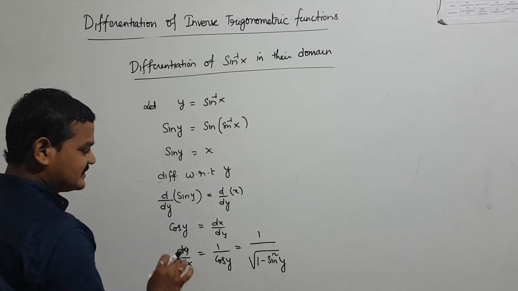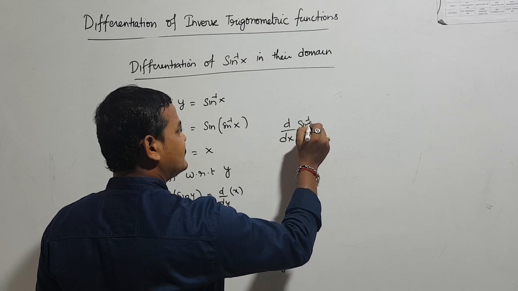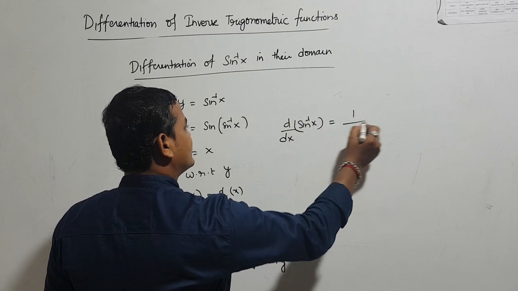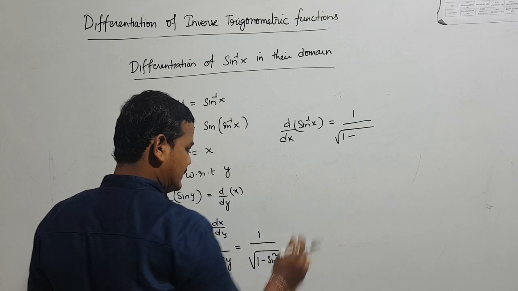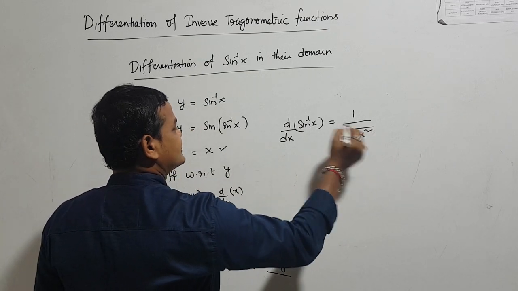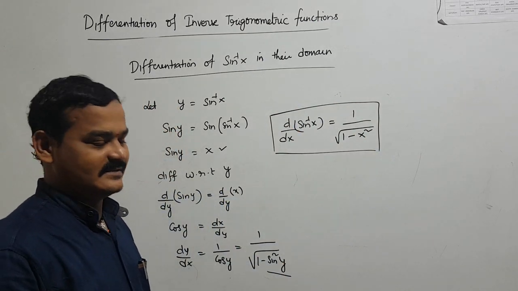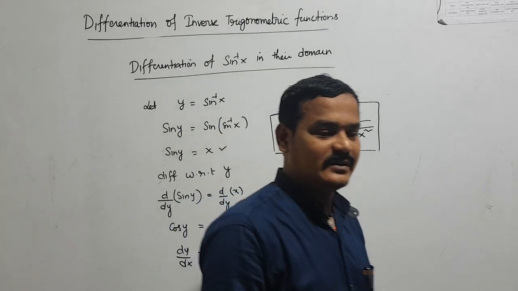Now substitute in place of y. That means d by dx of y, which is sin inverse of x, is equal to 1 by root over 1 minus sin y, which is equal to x, that is x square. This is the way you get the derivative of sin inverse x. What you did, just observe carefully on the board.